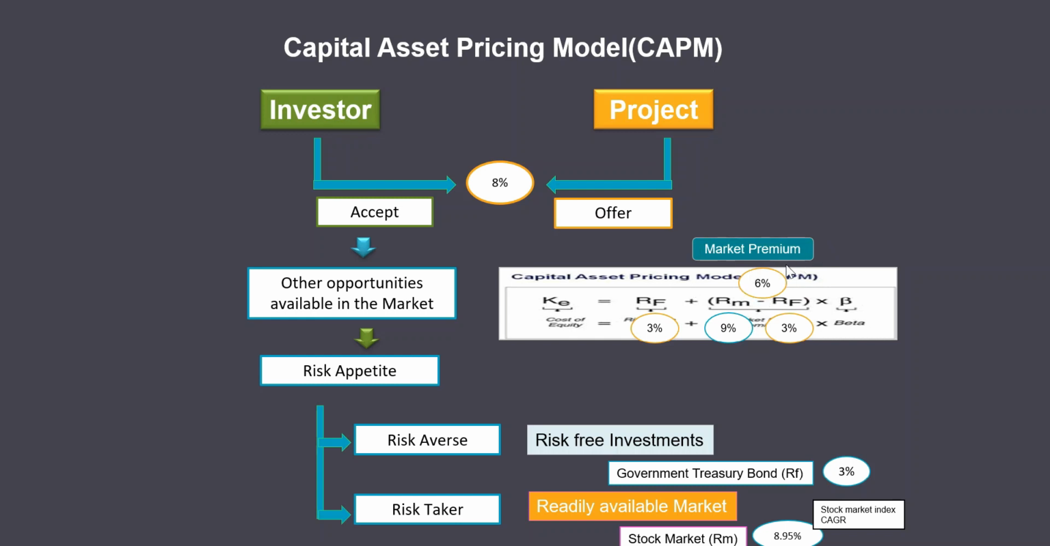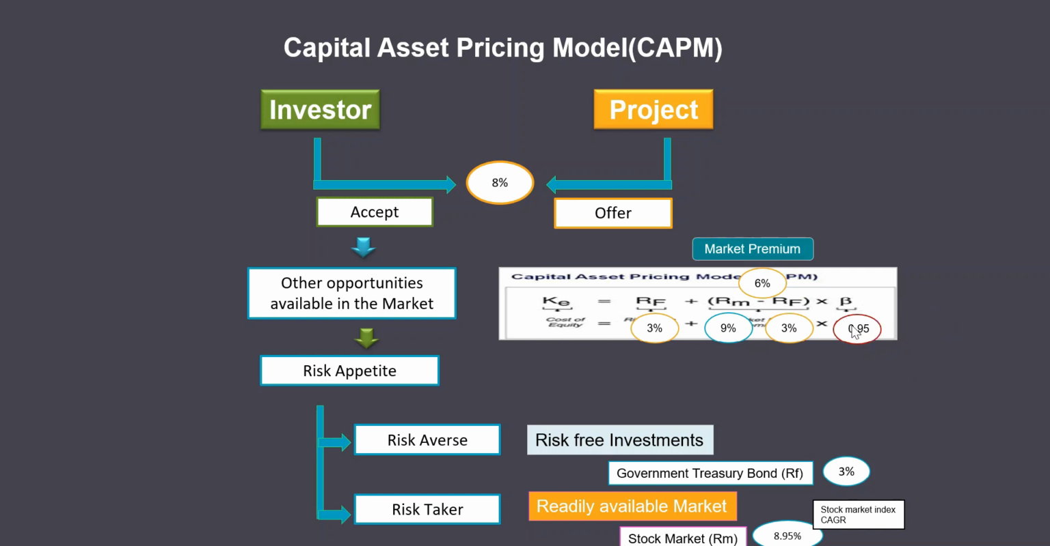Market premium means what an investor can earn over and above the risk-free rate of return, which is 6%. In order to earn this 6% over and above this 3%, he has to take some risk. So we need to factor this 6% with the industry risk factor, which is given by the beta factor. For this calculation, I assumed a beta factor of 0.95. It varies depending on the particular industry that you are going to invest in.